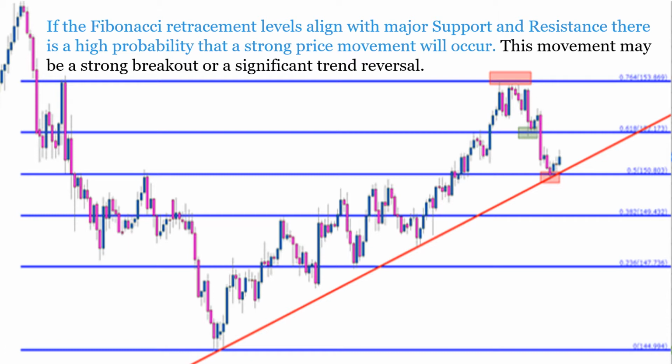The Fibonacci retracement tool can be perfectly combined with a number of technical analysis tools, including key support and resistance levels. If the Fibonacci retracement levels align with major support and resistance, there's a higher probability that a strong price movement will occur. This movement may be a strong breakout or a significant trend reversal. You can also combine these two tools when trading in any time frame.